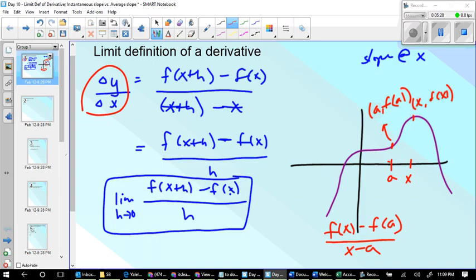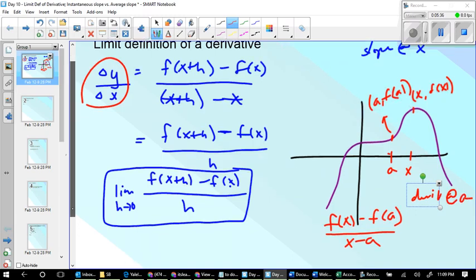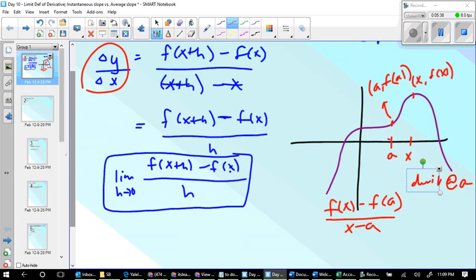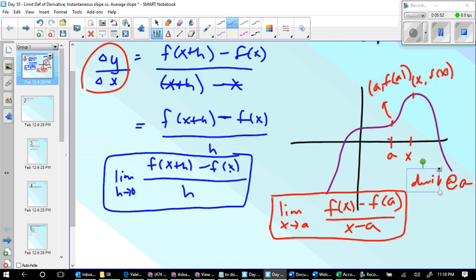So if we want the derivative at a, then that means I'm going to want that x coordinate to get super close to a so that I have a pinpoint slope at x equals a. Okay, which means that my limit, what will my limit be? My limit will be as x is approaching a. So this is an alternate definition, and again, you want to be familiar with both of them. So this is the main definition, this is my alternate definition.